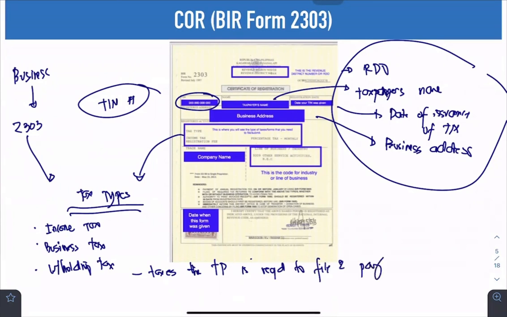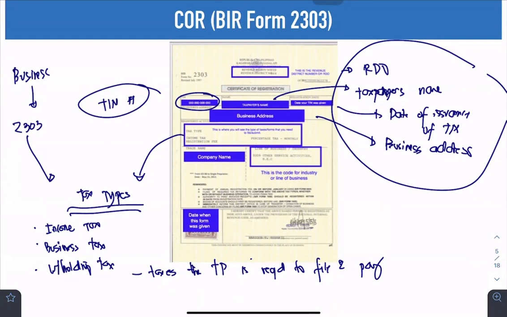So, sir, even if let's say the taxpayer does not have any withholding, the taxpayer should still file it. Yes, the taxpayer is still required to file even if there's no income, even if there's no business tax, even if there's no withholding. Because per 2303, the taxpayer is required to file.